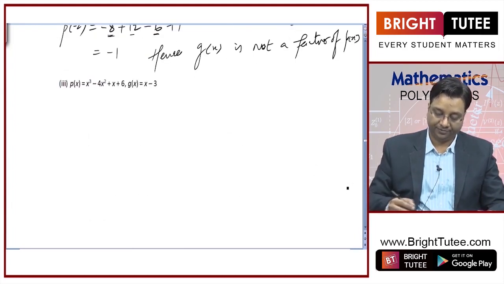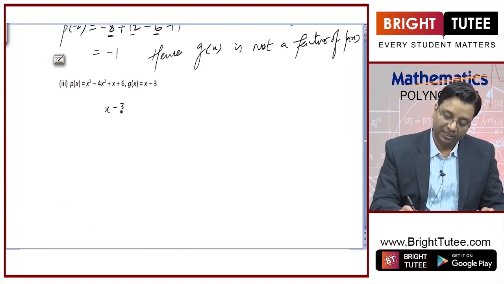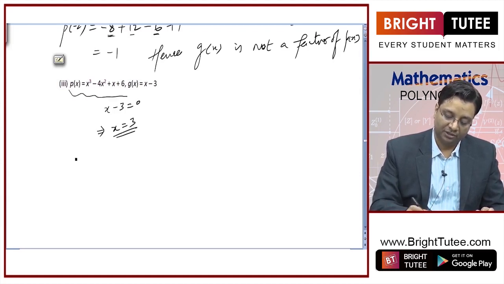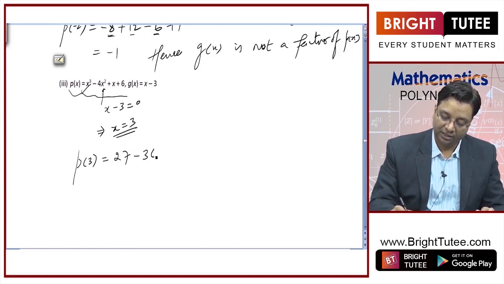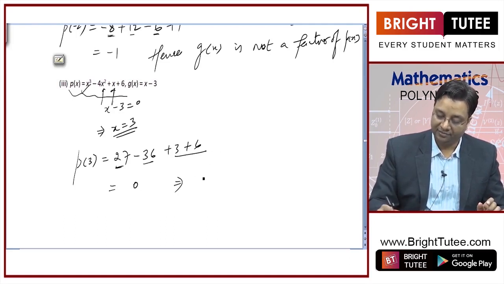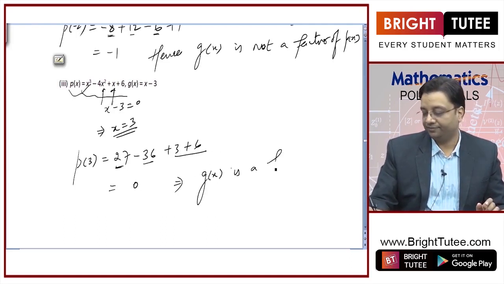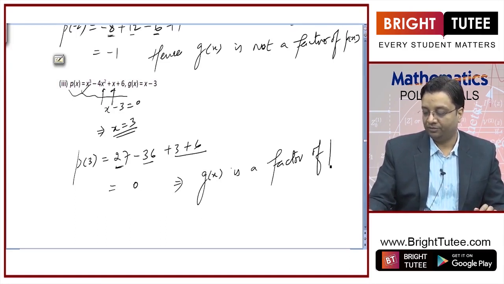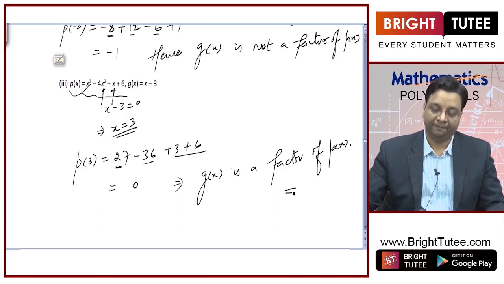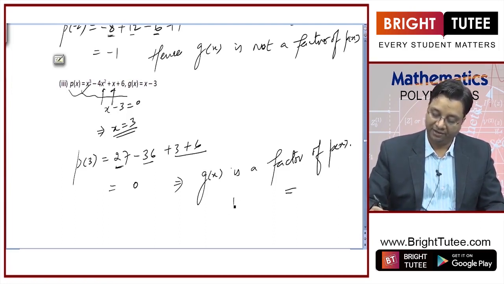Similarly, in this one, if I put x minus 3 equal to 0, it will give me x equal to 3. Now I'll check whether this becomes 0 at x equal to 3 or not. So p of 3 is 3 cubed, 27, 3 squared is 9, 9 into 4 is 36, so minus 36, plus 3 plus 6. 27 plus 9 is 36, 36 minus 36 is 0. So p of 3 is 0, hence g of x is a factor of p of x. And you can also say by the factor theorem.